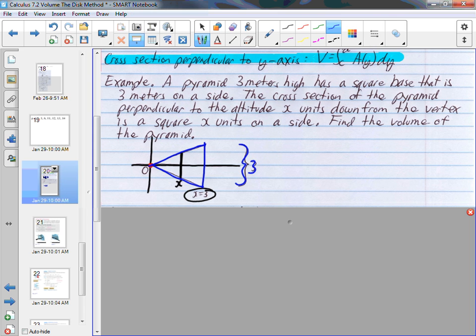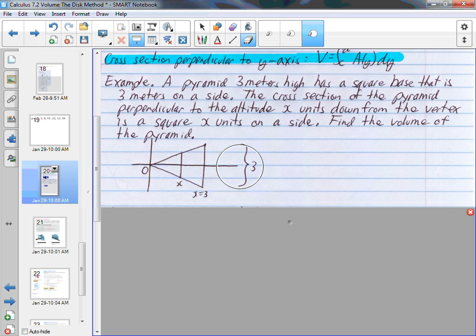And then the pyramid is 3 meters high. That's where that 3 comes from. Everybody with me? So you just kind of piece it together. There's no "always do it in this order" kind of thing here. I figured out what they were talking about. Okay? Now, find the volume of this pyramid.